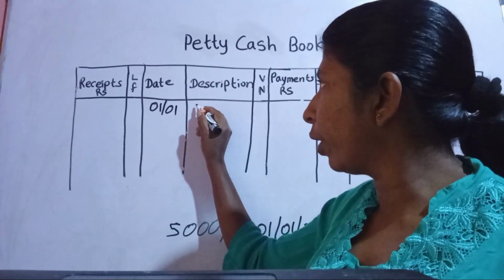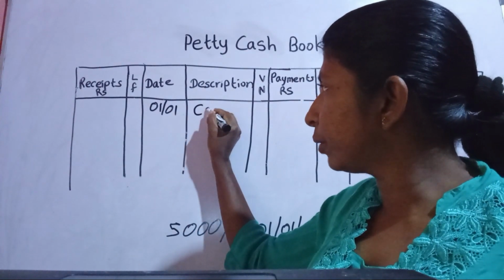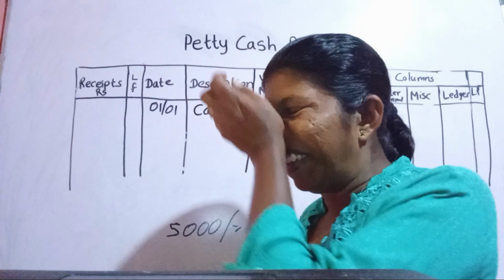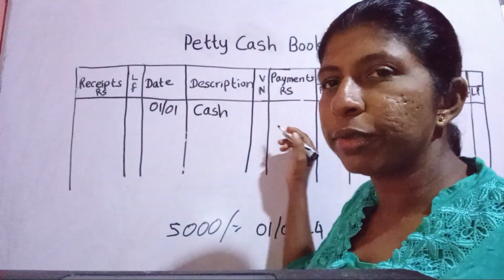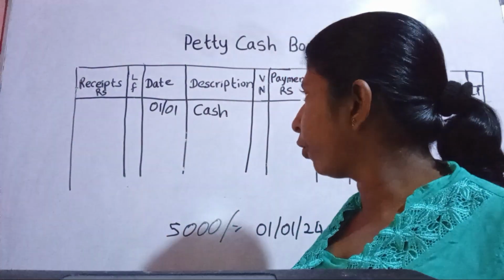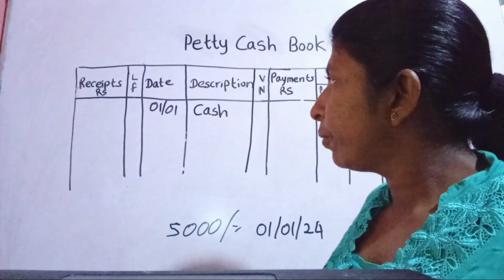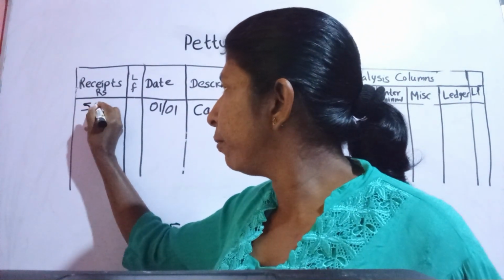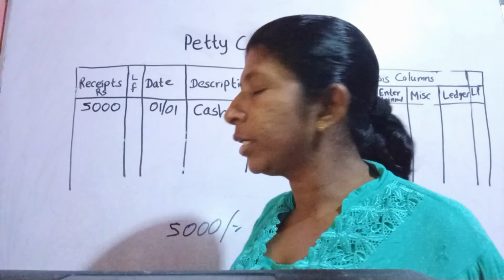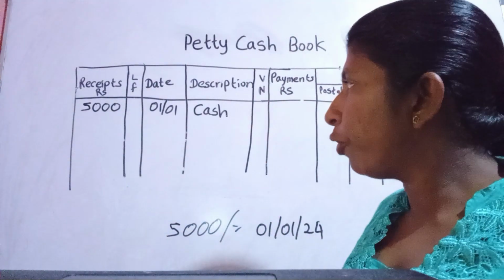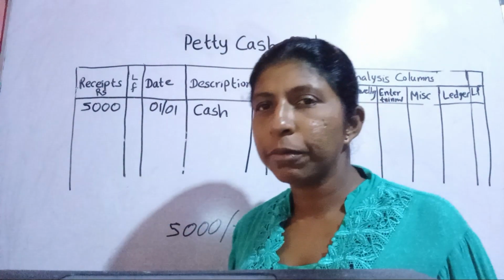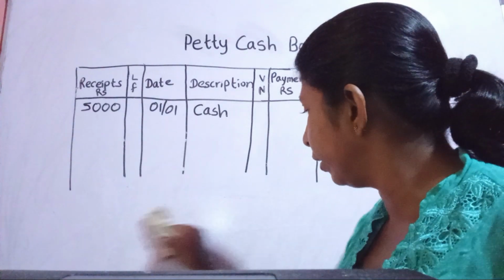In the description column, you have to write cash, because normally we write the account name here, and when we are writing expenses we have to write the category of expense. Therefore I wrote cash here. On 1st of January the receipt is 5,000 as the initial receipt. The petty cashier will receive 5,000, and out of that 5,000 he has to make payments. Shall we take some examples and write expenses here?